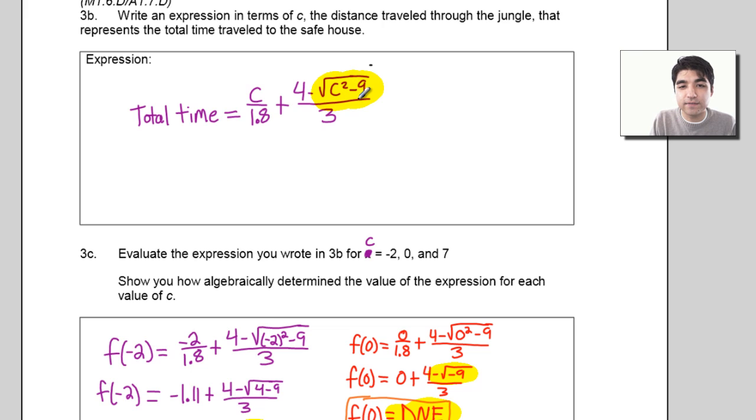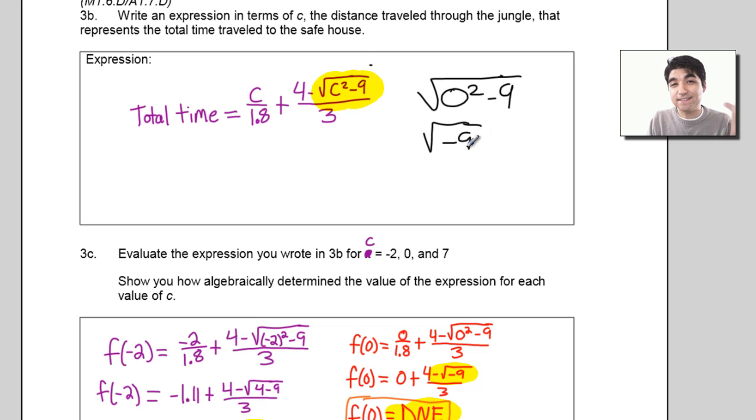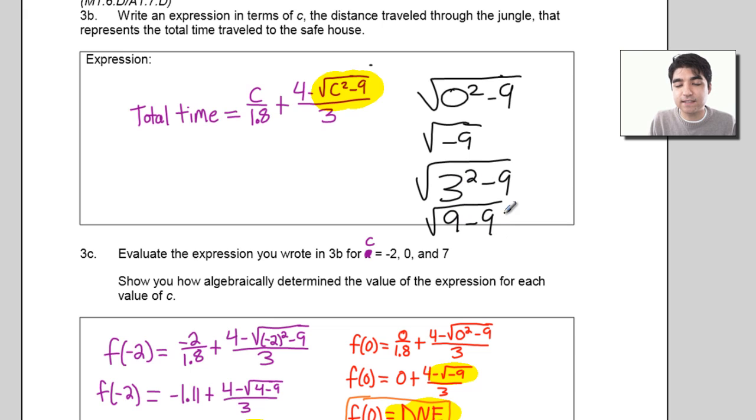So if we have, say, 0, that would be 0 squared minus 9, and that would be negative 9. That would be an imaginary number. So we need something to cancel out this negative 9. So we need a positive 9. So the number that produces that is 3, because 3 squared minus 9, that becomes 3 squared is 9 minus 9, and that equals square root of 0, which is your first real number.